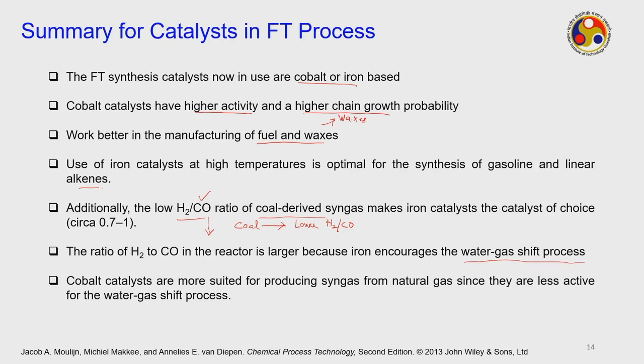So cobalt catalysts are more suited for producing syngas from natural gas because they have a higher amount of hydrogen and they are less active. So there is no water gas shift reaction which can convert CO to CO2. So that's why it is suitable for those types of processes.